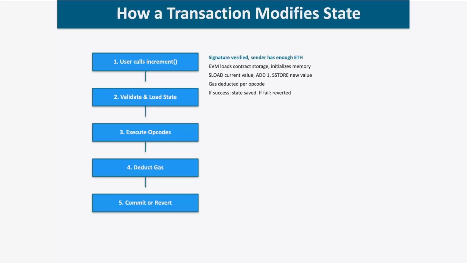Now the EVM executes the smart contract bytecode step by step. The increment function does count += 1. In other words, it adds 1 to the current count. At the bytecode level, this is several operations. If execution succeeds without running out of gas, the new storage value is committed, the transaction is finalized, and gas is deducted from the sender's account.